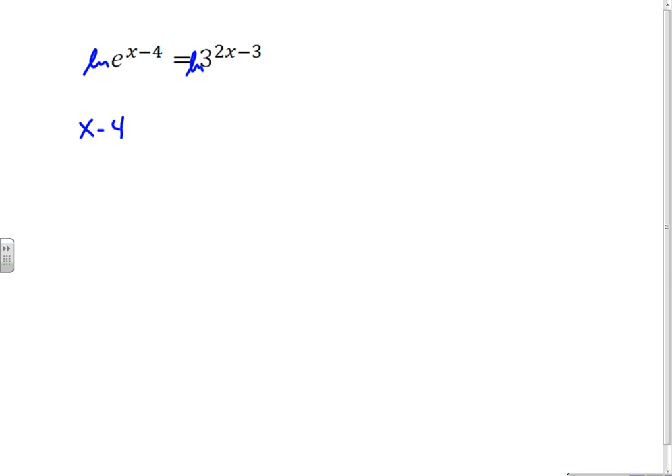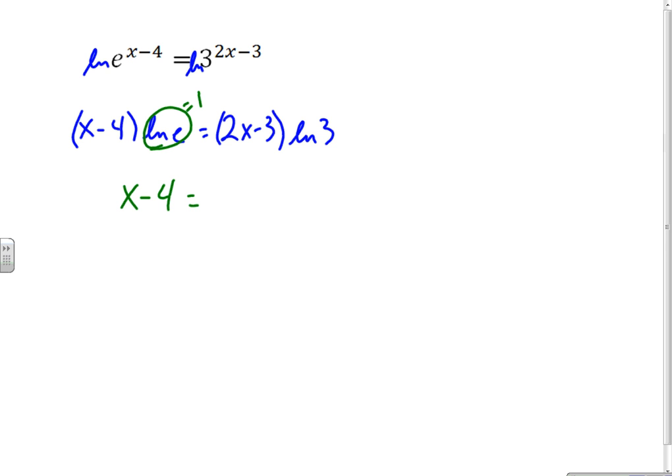This becomes the quantity x minus 4 times the natural log of e. I am fine if you feel like you understand enough to just go ahead and leave that alone and not write this. Again, in my world of over-explaining things so everybody can understand, I'm going to do that. So I'm going to rewrite it like this. So if you jump to this step, you're okay. Get x minus 4, then I get 2x natural log of 3 minus 3 natural log of 3. Again, variables on one side, constants on the other.